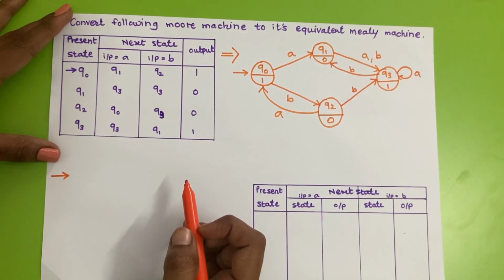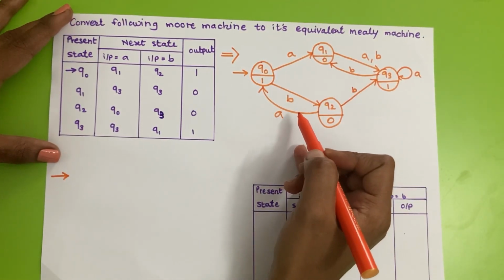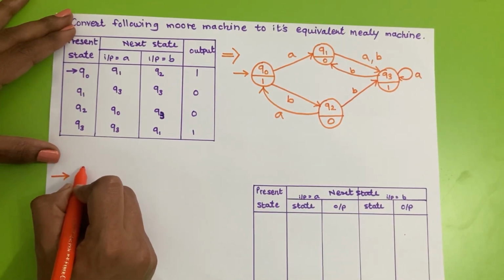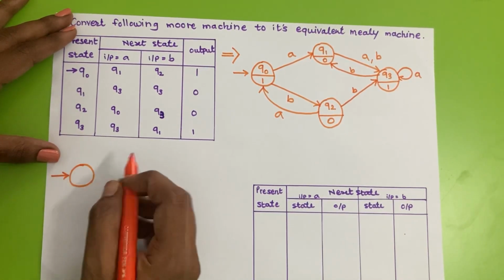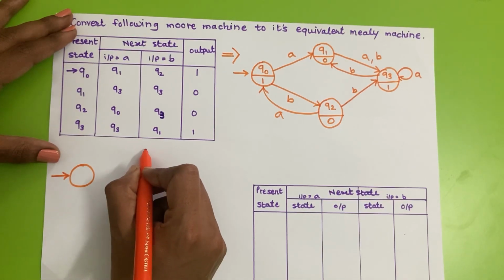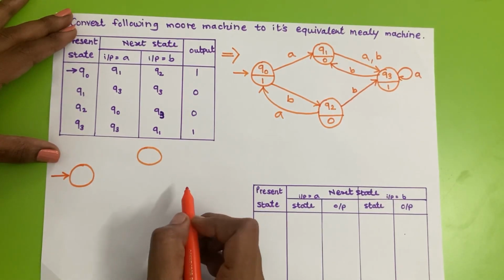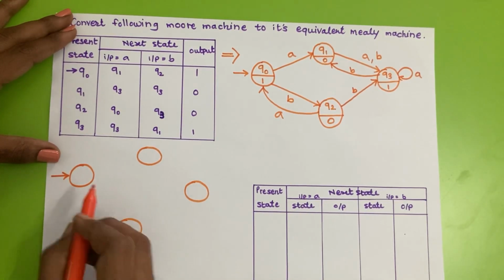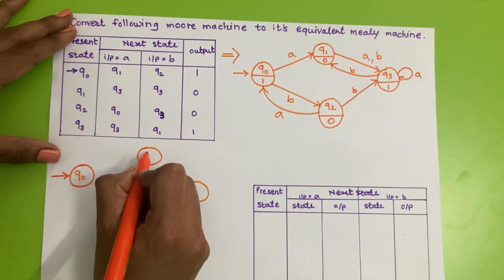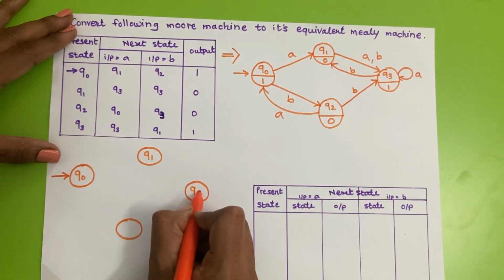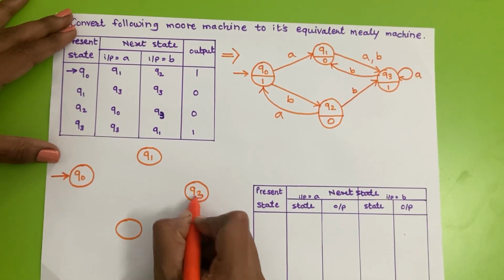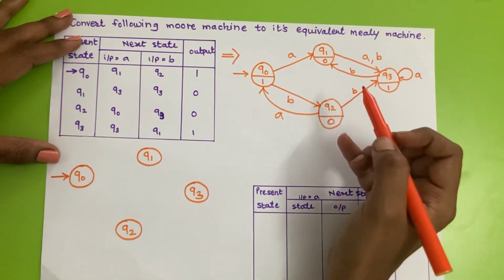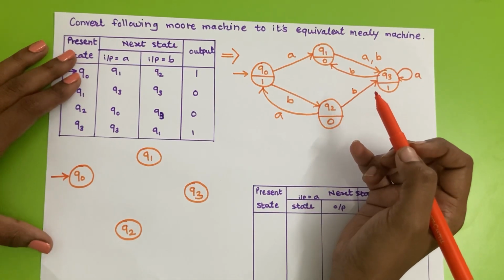Now we'll convert this Moore machine into a Mealy machine. In the resultant Mealy machine, we'll have the same number of states as in the given Moore machine: Q0, Q1, Q3 and Q2. Okay, so we'll see each transition one by one.